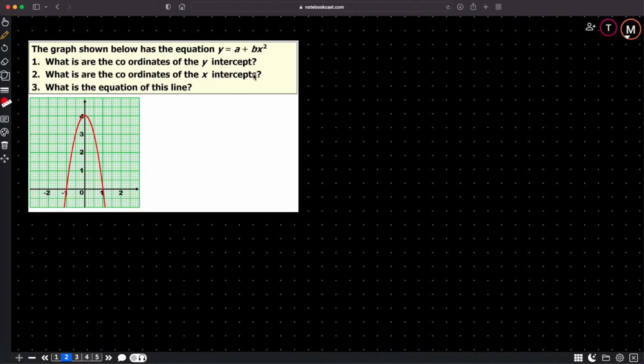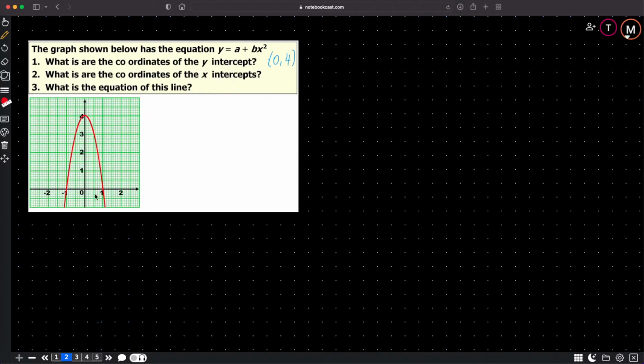So the first one is pretty straightforward as long as you understand what the y-intercept is. Very good, A. As long as you understand that the y-intercept is where the graph passes through the y-axis, you can read straight off that it's 0, 4, as A said in the chat. Nice. So what are the coordinates of the x-intercepts?